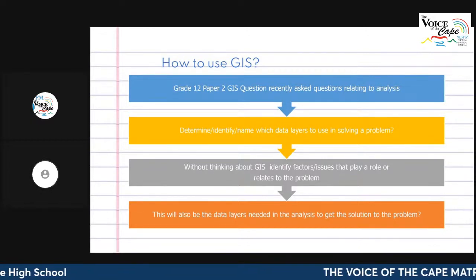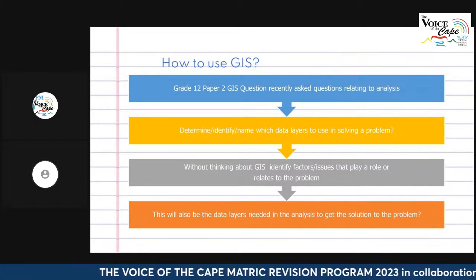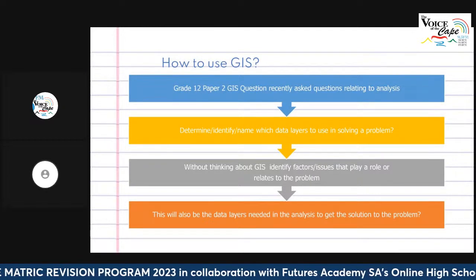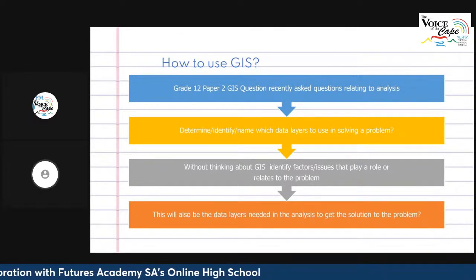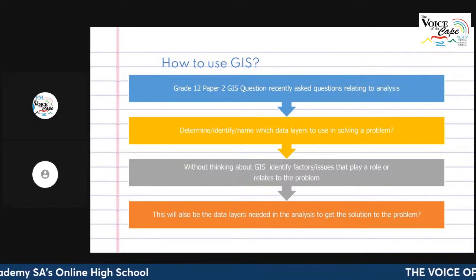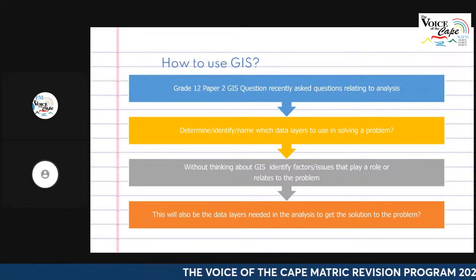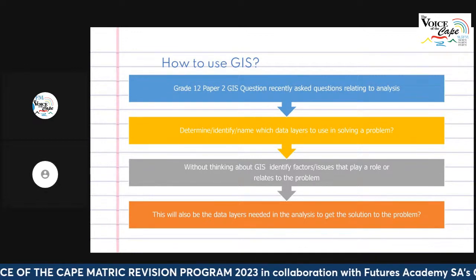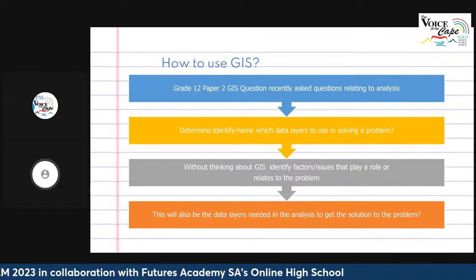So I hope this has helped you to gain some sort of background information about GIS and how exactly we can use it. Please just remember the important areas that we get. Remember GIS in terms of vector data, in terms of raster data. Those are the two most important things. If you know those two, you can then answer a question based on layering, based on buffering, etc.